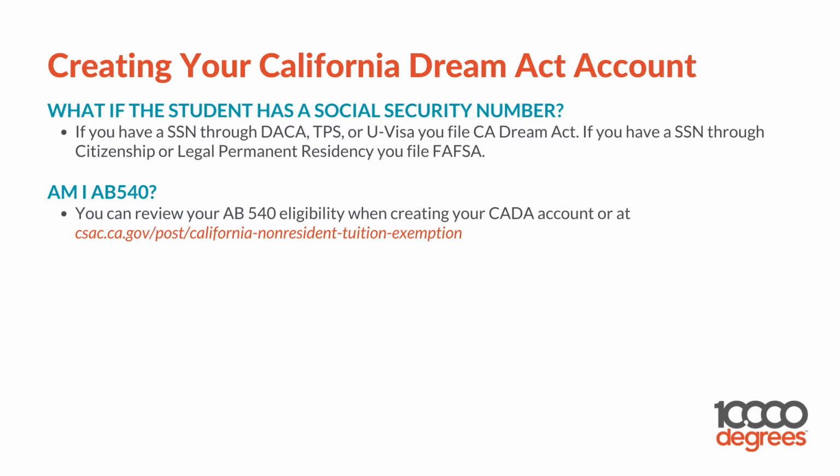Please keep in mind that if you are a US citizen or you have a legal permanent residency, you will be filing for the FAFSA. The other thing that's very important to keep in mind is that for the California Dream Act eligibility, you, the student, will need to qualify as an AB 540 student. You can review your AB 540 eligibility when you create the California Dream Act account or going to this direct link.